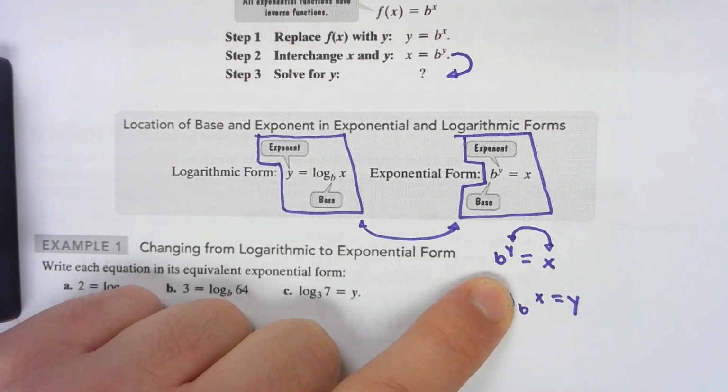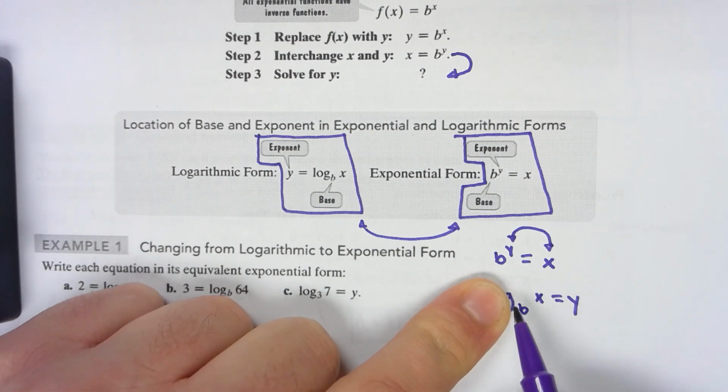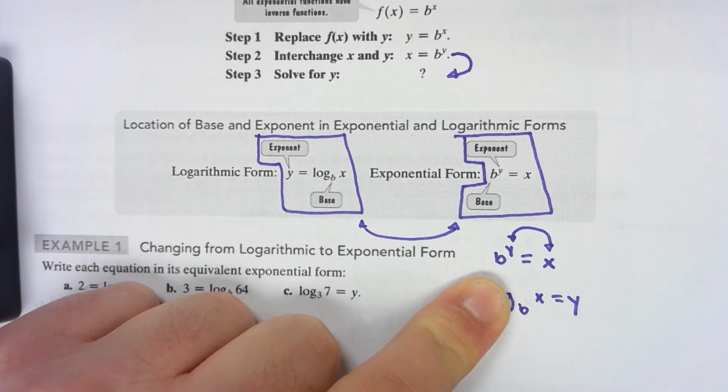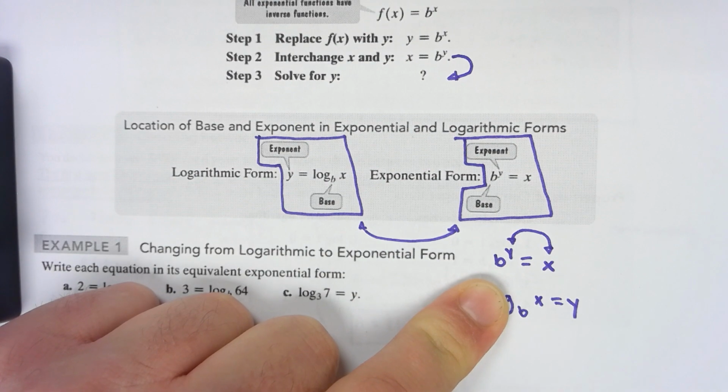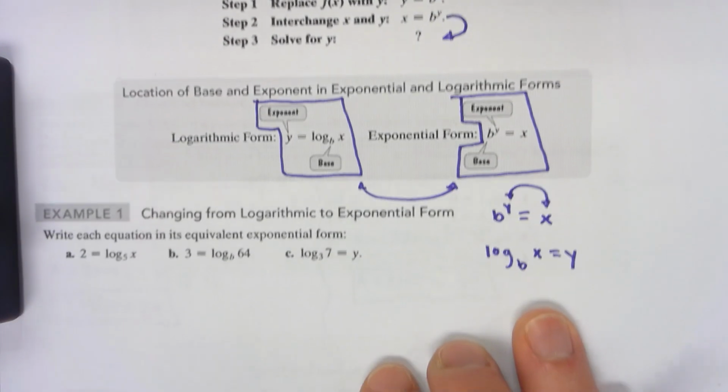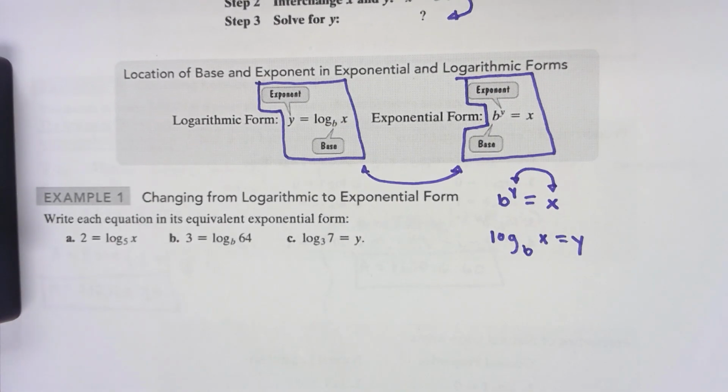And there's an easy way to check this. If I hide the word log, doesn't that look like b to the power of x equals y, where the base has stayed the same and I just change where x and y are? Okay, so it's an easy check. It's an easy conversion. But again, really, really important. And if you get that down, to me, this unit is not all that bad.